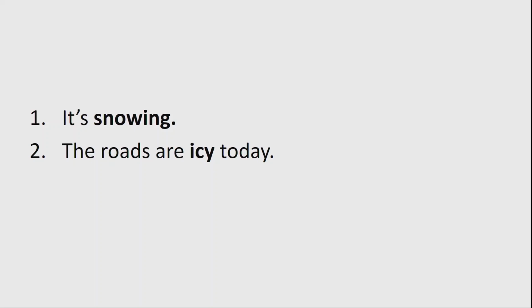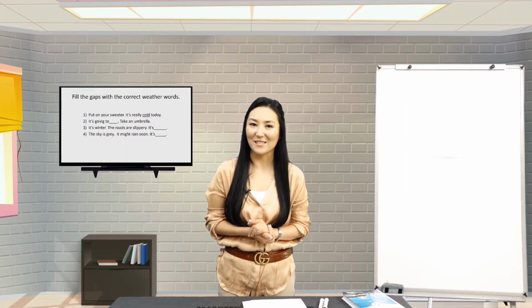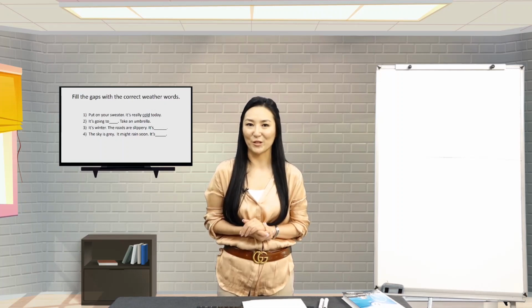You're right, in the first sentence, snowing is a verb. Remember, to be snowing. In the second sentence, the roads are icy today. Icy is an adjective. Now let's complete the sentences with the words about the weather. Choose the correct word.